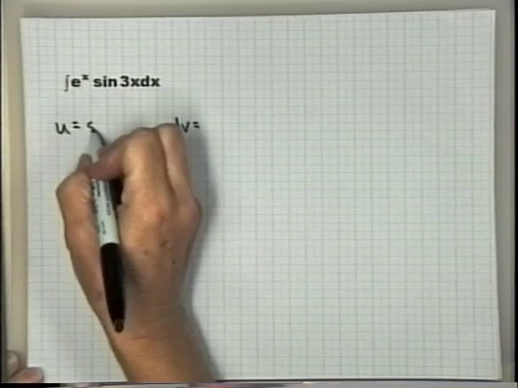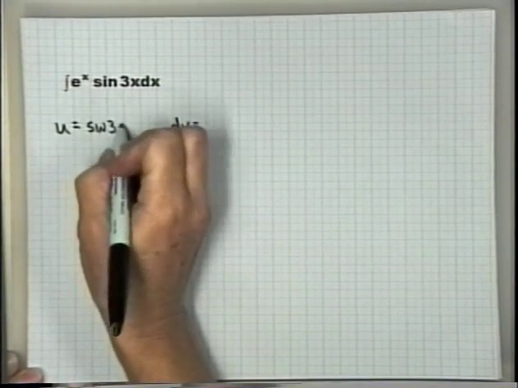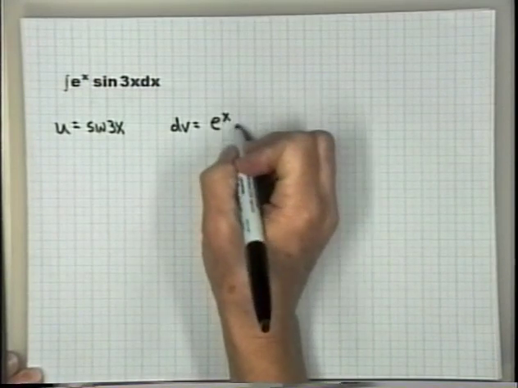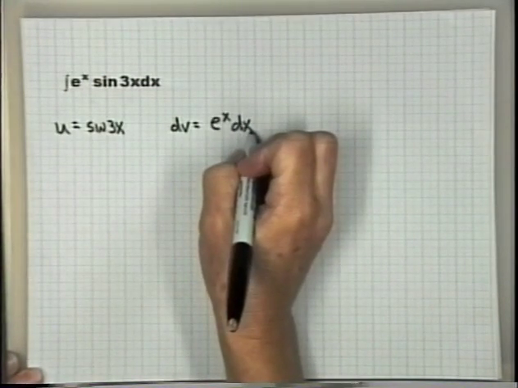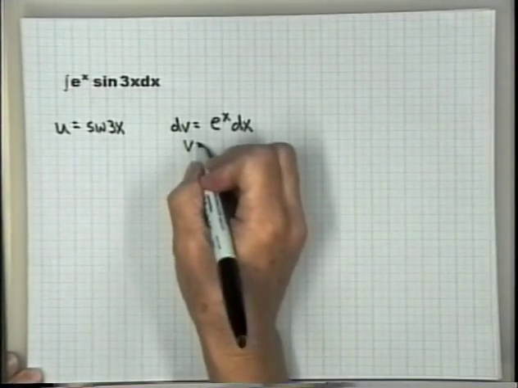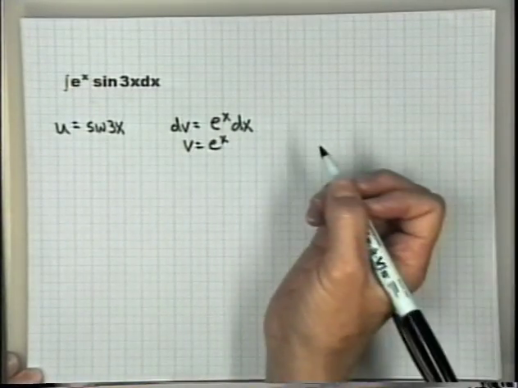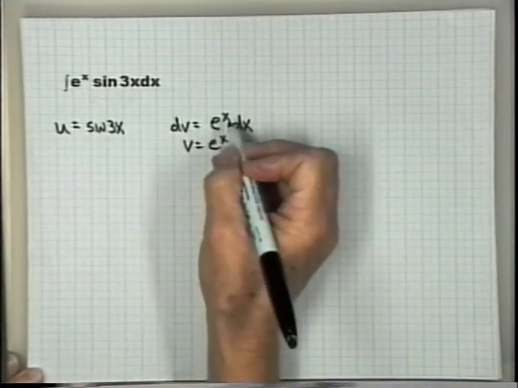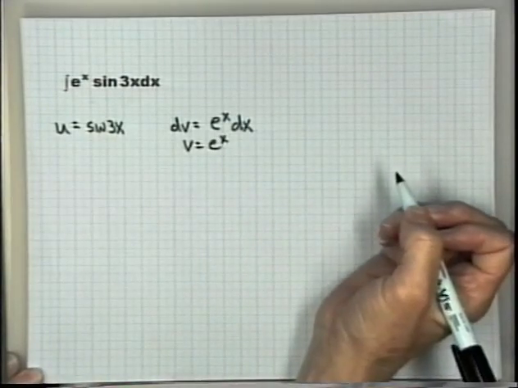Now, what I'm going to choose to do is let u be sine 3x, and I'm going to let dv be e to the x dx. The reason I'm doing that is because it's so easy to find the antiderivative of e to the x. That's just e to the x, okay? If I had sine 3x over here, I'd have to do some adjusting because of that 3x.